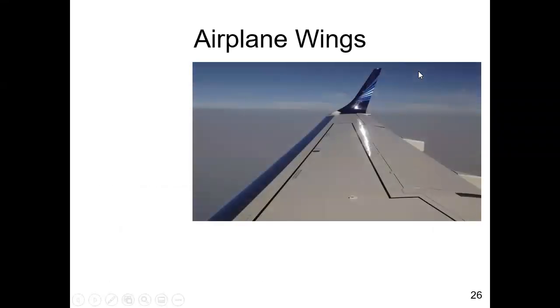Airplane wings. How many of you have ever really looked closely at an airplane wing? You have the leading edge here. You have the aileron here, and so on. On the leading edge, not uncommonly, you will see a roughened surface. That roughened surface again trips the boundary layer to minimize the drag force on the wings.